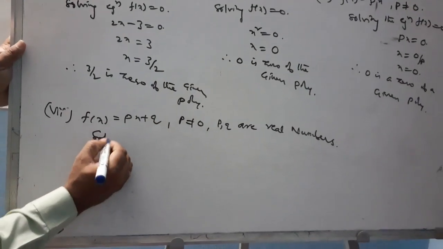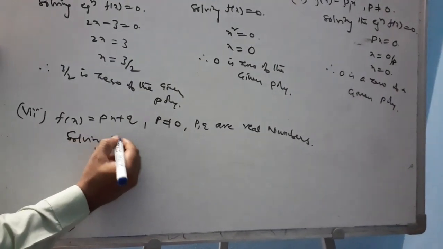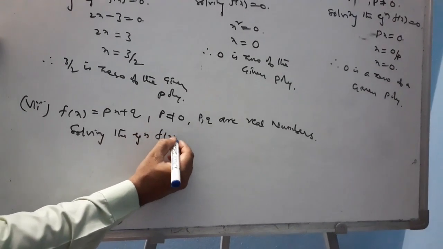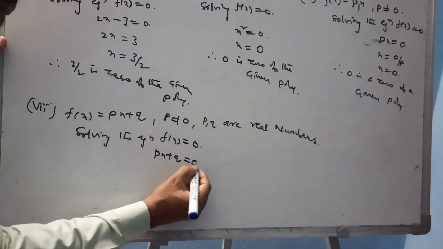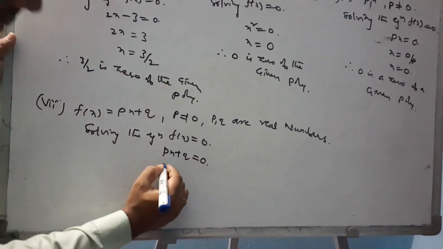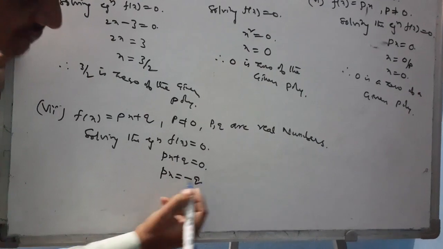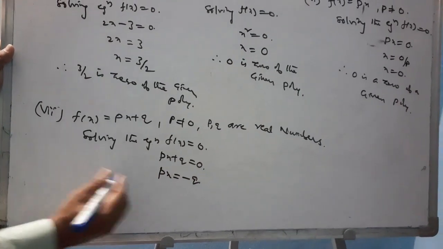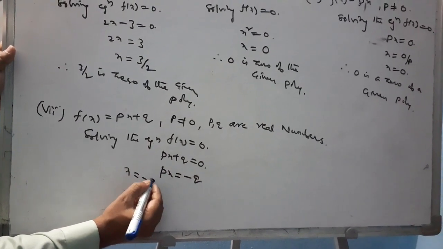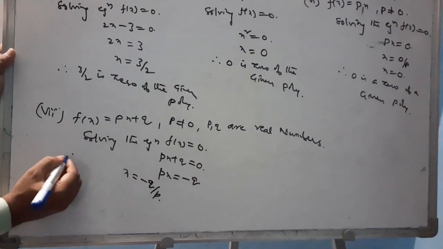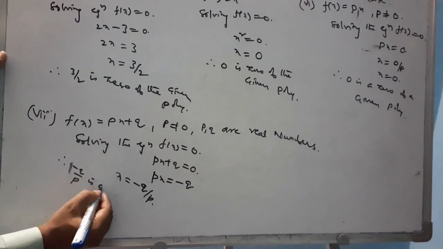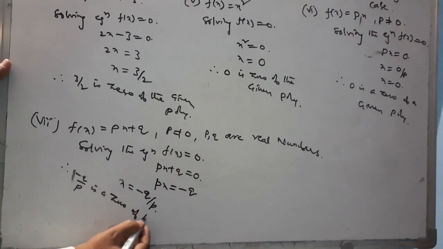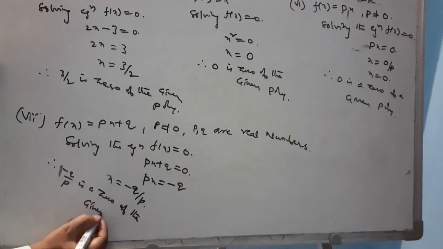So next one, seventh one. So solving the equation f of x equal to 0. So px plus q equal to 0. Q bring into right side. So px is equal to minus q. So p bring into right side. x is equal to minus q by p. So therefore x is equal to minus q by p is a 0 of the given polynomial.